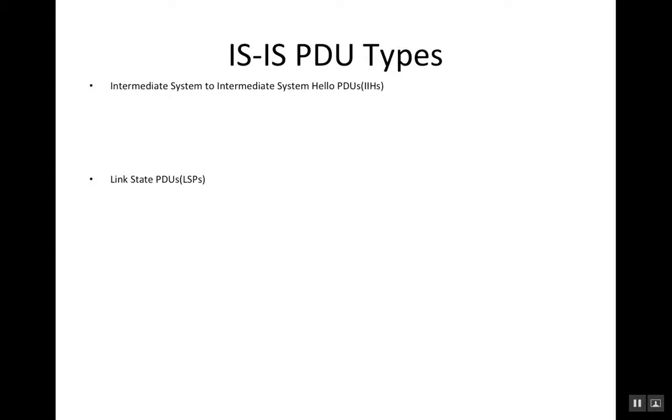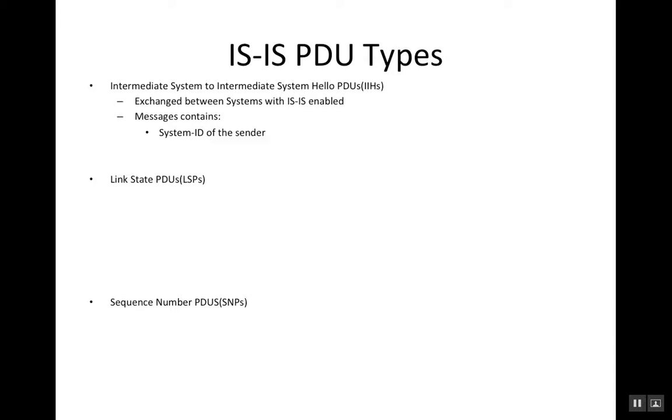Your link state PDUs, which are similar to your link state advertisements between OSPF neighbors, are used to exchange information and put entries into the link state database. And then your sequence number PDUs, which we'll go into more detail on, tie into the link state database. But essentially, your hello messages are exchanged between systems with ISIS enabled.